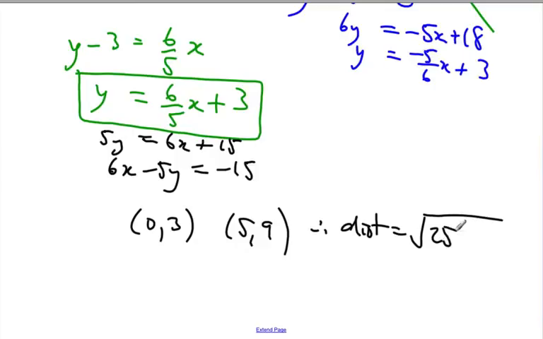5 5s are 25, and 6 6s are 36. So that's the difference between the x's and the difference between the y's, otherwise known as the rise over the run. Add those together, you get 61. So the distance is the square root of 61, and I think you'll find on your calculator the square root of 61 is 7.81.